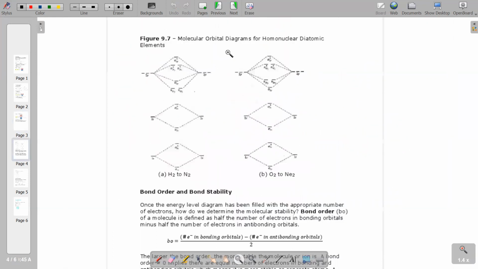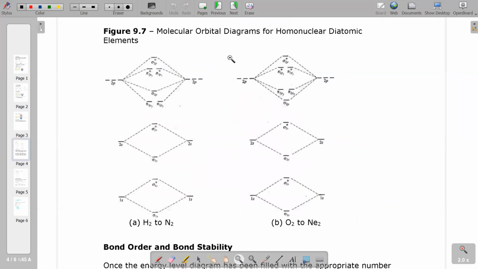So if we look at these diagrams, they're more or less the same, except once you get up into these P overlaps, you can see it's in a different order at that spot. So you have to use the diagram that goes with the one that you're trying to draw. Hydrogen to nitrogen is A, where the sigma is a higher energy bond and the pi's are lower energy. And then the oxygen through neon, where that is reversed, the rest of it being the same.